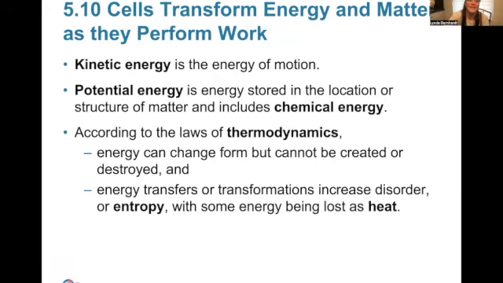Okay, so now we get to the energy portion. Kinetic energy, energy of motion. Potential energy is energy that's stored and it has not been used yet, but potential energy turns into kinetic energy. Chemical energy is a type of potential energy, but not all potential energy is chemical energy. I hope that makes sense. Potential energy, chemical energy turn into kinetic energy.